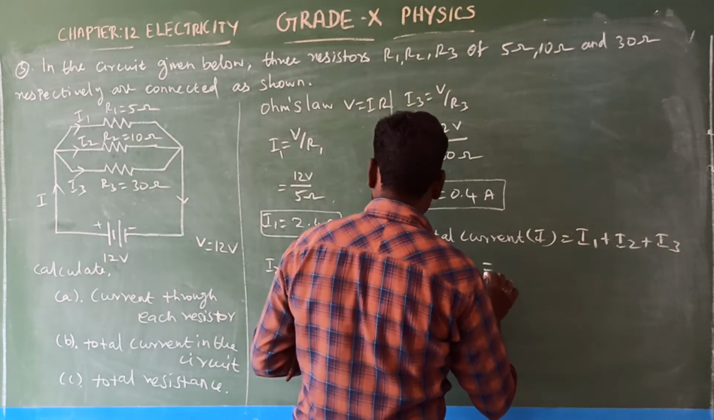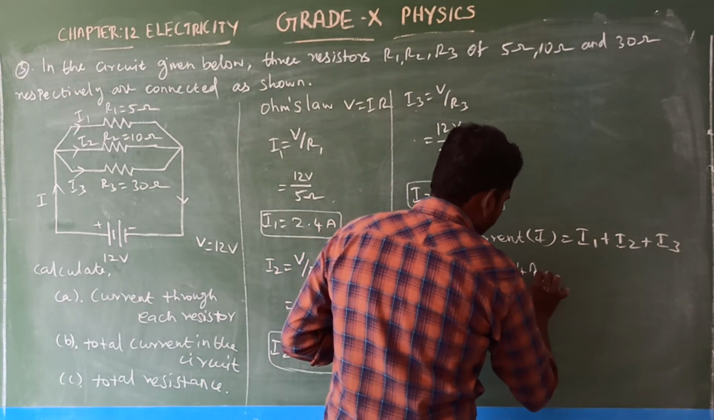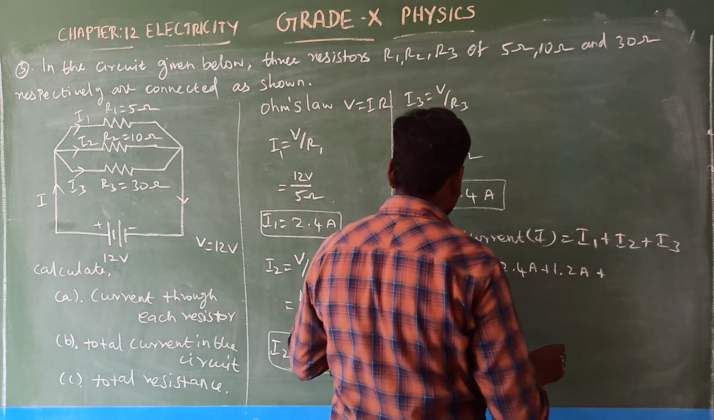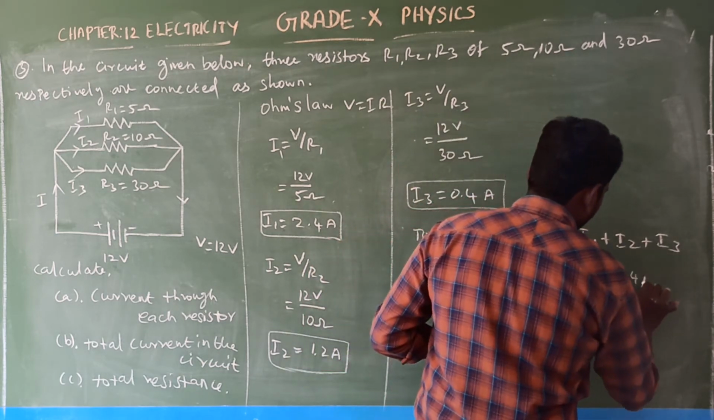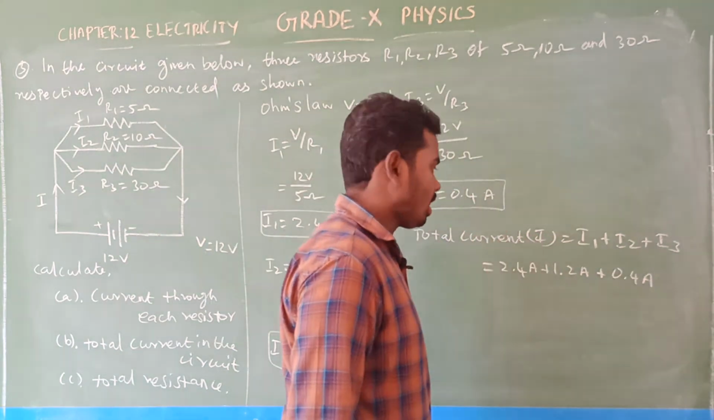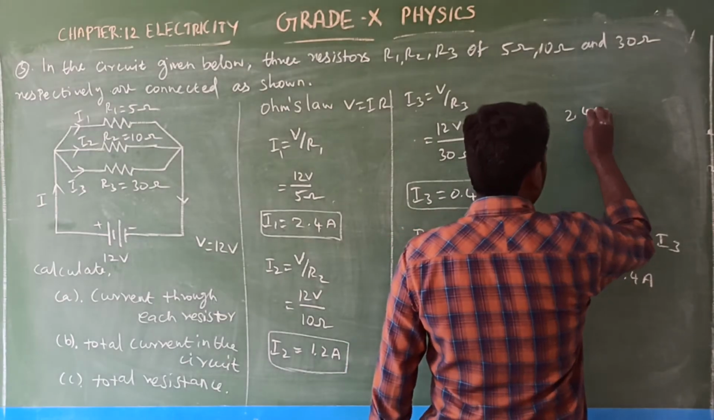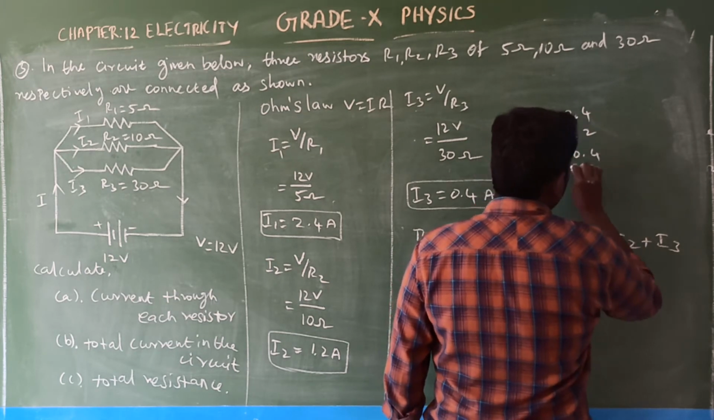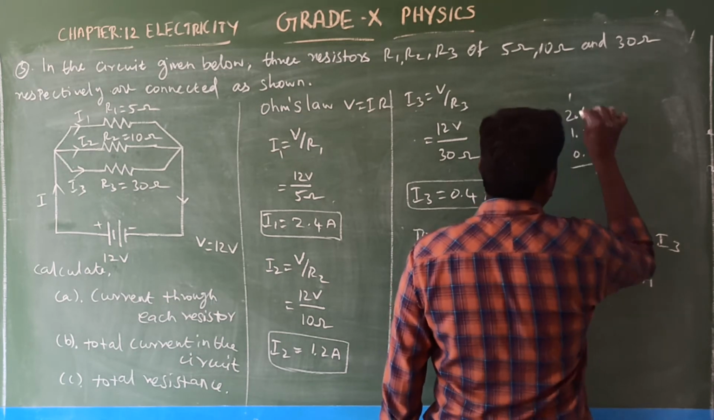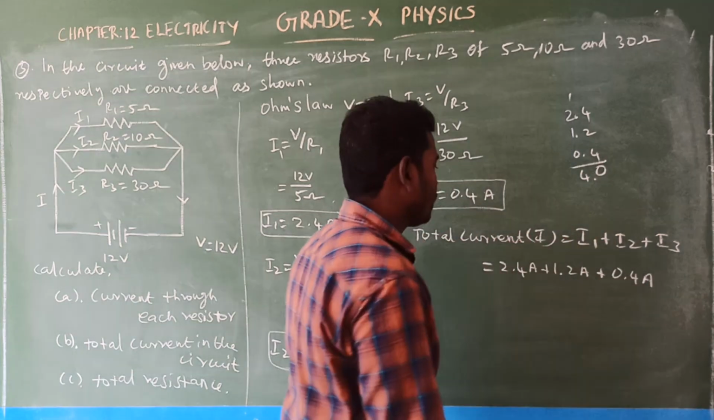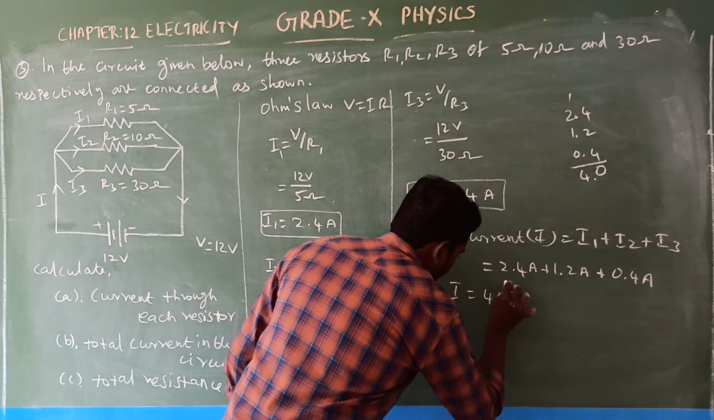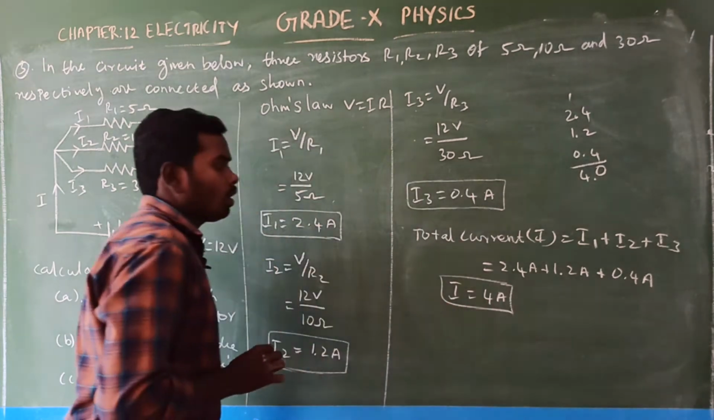So I1 value how much? 2.4 ampere. Then I2 value is 1.2 ampere and I3 value is 0.4 ampere. You just add all the values. So 2.4, 1.2 and 0.4: 8, 10, 1, 4. So how much current is flowing? 4 ampere current is flowing. So I is equal to 4 ampere.